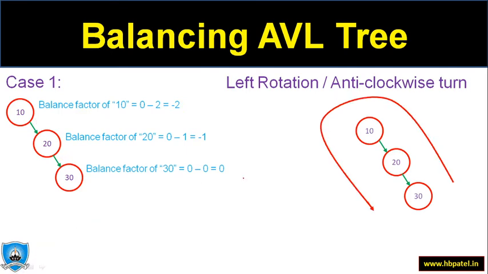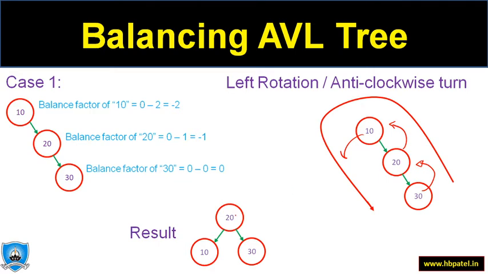So for that, first I will be dragging this 10 down. I will be pushing this 20 up into the vertex position, and then I'll be putting this 30 in place of 20. So it will be something like this. 20 will be my vertex, 10 will be my left node and 30 will be my right node. So you can see now this has been balanced. The balance factor of 20 is 1 minus 1 equal to 0, the balance factor of the left is 0 minus 0, and the balance factor of the right is 0 minus 0.